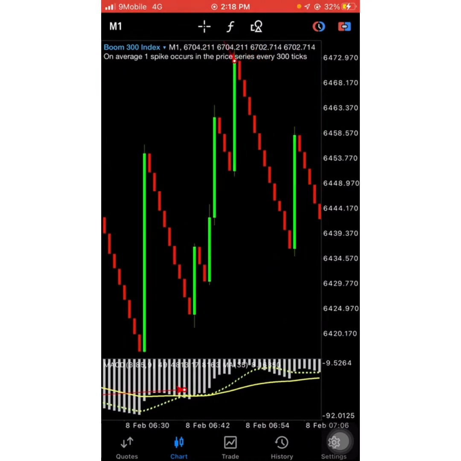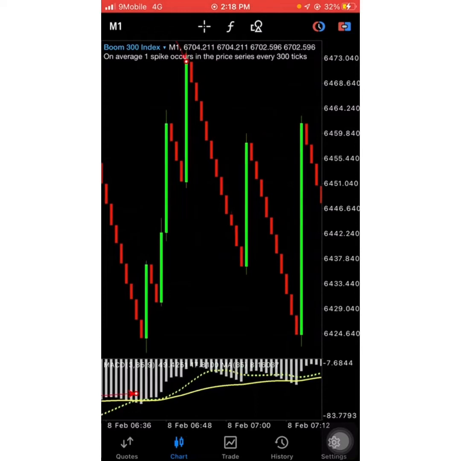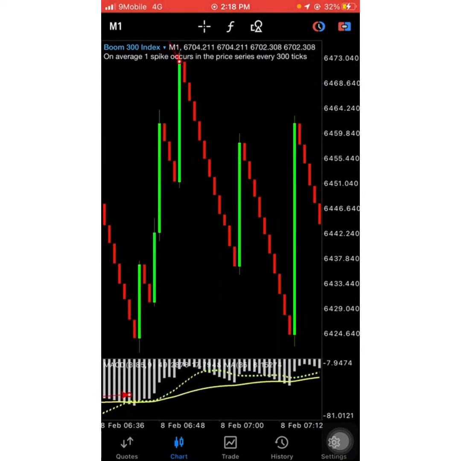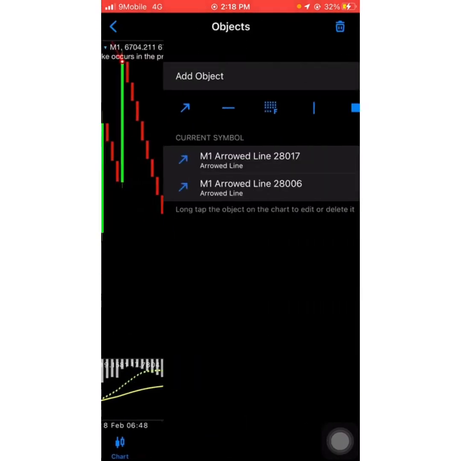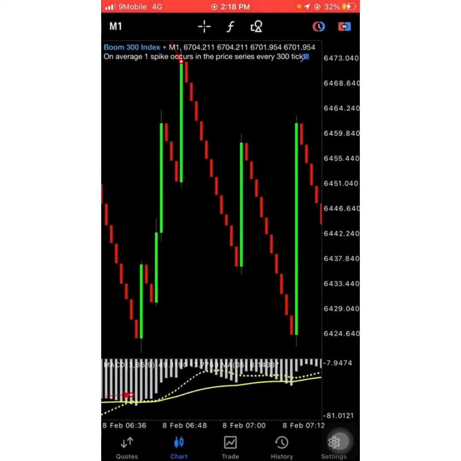As you can see again, when price, like I told you, comes close to either the MACD line or the moving average line, you take an entry. As you can see here, the MACD was close. We catch this spike, same as this. It touched here.